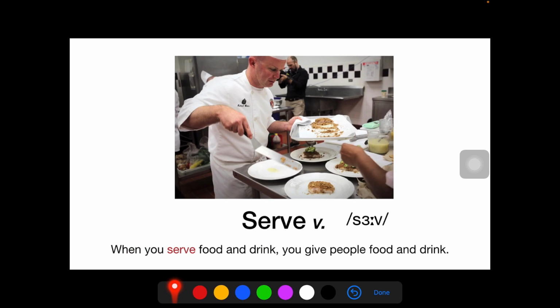Next to sprinkle is serve. When you serve food or drink, you give people the food and the drink. So that one is serve.